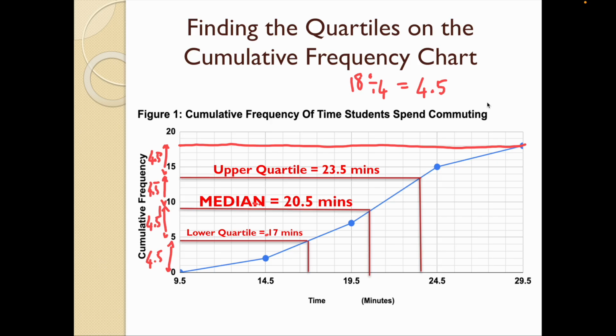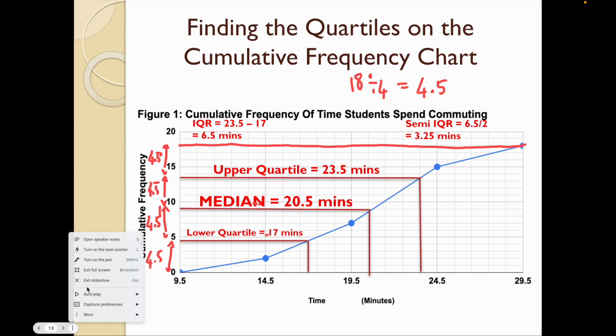How would you work out the interquartile range? 17 minus 5 is 6.5. So how do I do the semi-interquartile range now? Just divide by 2, and you get 3.25, or 3 and 1/4. All right, I'm telling you this is too easy. Don't get confused now.